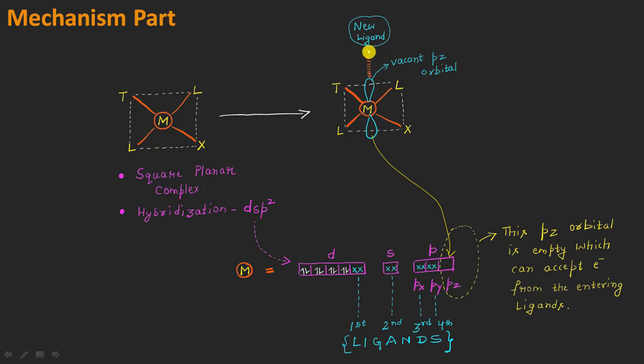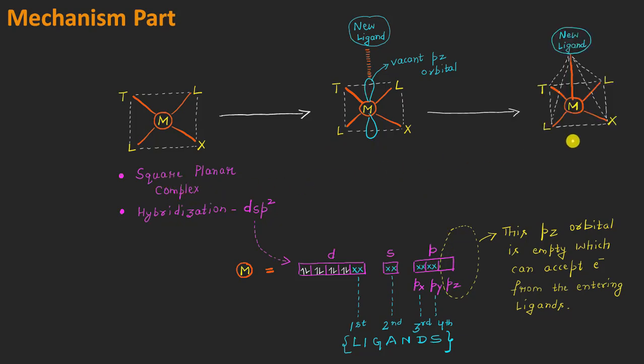So because it will be donating electrons in this way to this empty pz orbital, it will be resulting in the formation of a bond in between the new ligand and the metal, such that now from this square planar geometry we will be having a geometry something like this. And you can easily recognize this is what? This is a square pyramidal type of geometry, in which now the new ligand will be present here on the top, right?